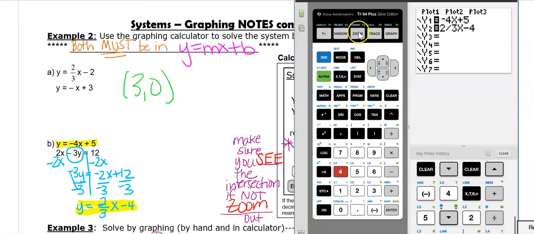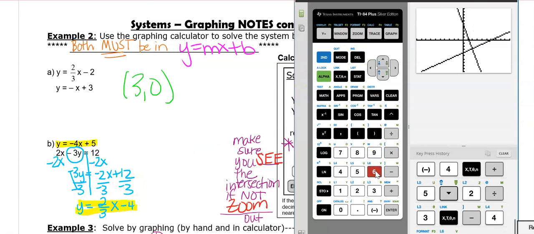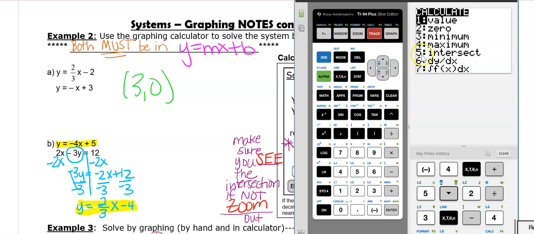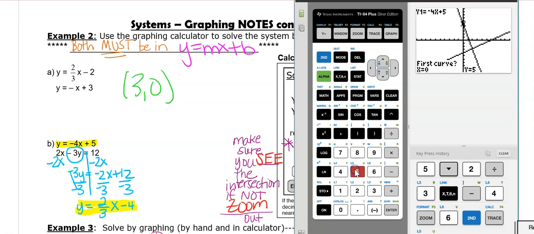So then we're going to hit zoom 6, and we have to make sure we see the point of intersection. Do we see it on our screen? Yes, we do. If not, you would have to zoom out by hitting zoom and the out button. But luckily, we do see it. So then you're going to hit second trace because we want it to calculate number 5, the intersection point. Then you hit enter, enter, enter, and it tells us that our intersection point is a big ugly decimal.